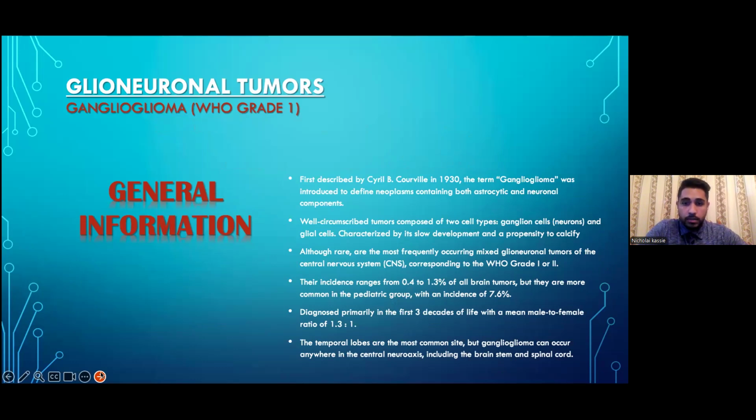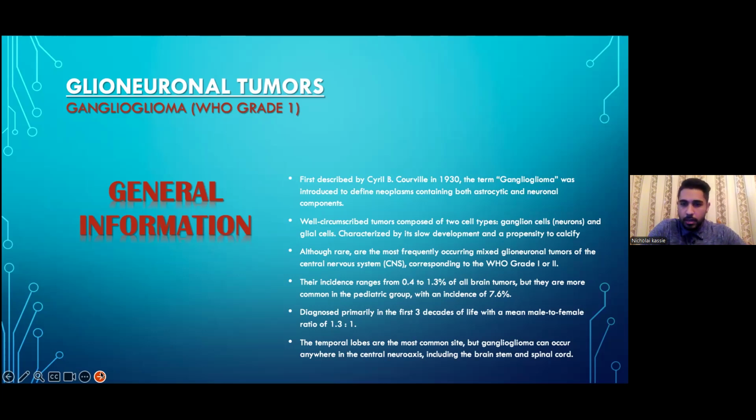First described by Colville in 1930, the term ganglioglioma was introduced to define neoplasms containing both astrocytic and neuronal components. They are well-circumscribed tumors composed of two cell types, the ganglion cells and the glial cells, characterized by slow development and propensity to calcify.